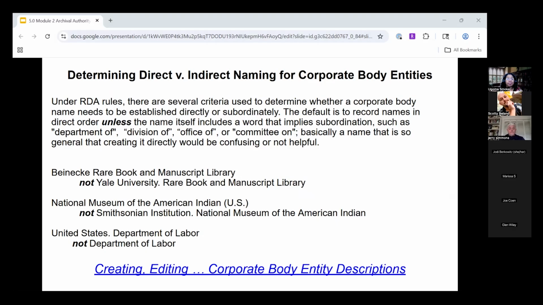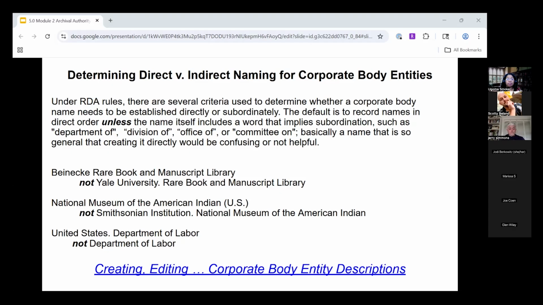When determining preferred and variant name forms for corporate body entities, look for those keywords: office of, department of, division, committee on, etc. If the name is something as general as Department of Public Works, it's too general to stand alone and therefore must be established subordinately to a higher corporate entity. A good example of this, as seen in the slide, is Department of Labor.